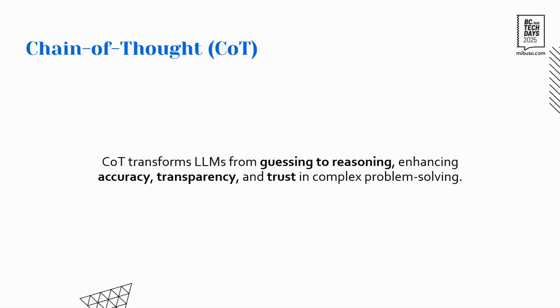So something that maybe you guys have seen before, I've mentioned the reasoning tokens, is chain of thought. Chain of thought can help an LLM transform from guessing to reasoning, helping you increase your accuracy, transparency, and even trust in the model.